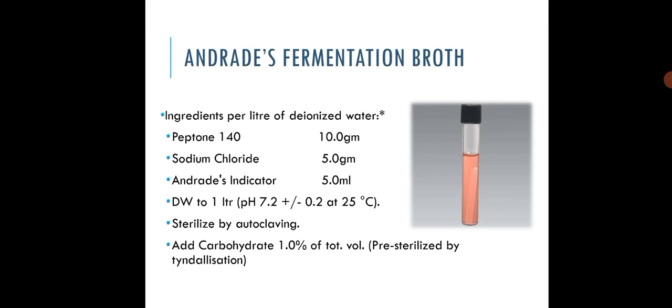ANDRADE'S fermentation broth includes ingredients per liter of deionized water, that is peptone, sodium chloride, ANDRADE'S indicator, and distilled water, which is pre-sterilized. Carbohydrate is added at 1% of the total volume, which is again pre-sterilized.